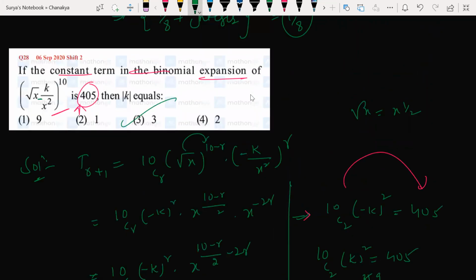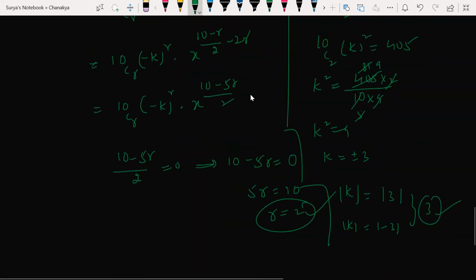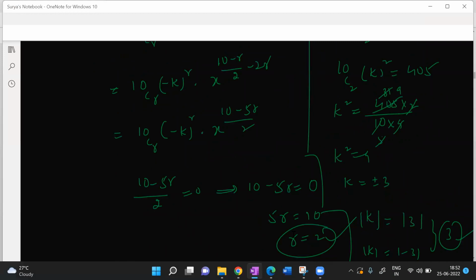Correct? Understood my point? Very, very simple. Clear? Any doubts? Guys, any doubts? Modulus of 3 is the answer. Modulus of 3 or modulus of minus 3 is going to be 3 only. So this is how we make this type of questions. Any doubts, ji?